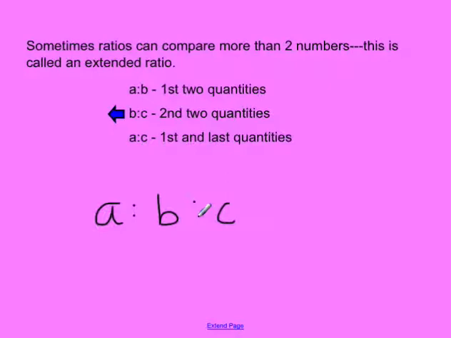But that basically means that we can compare A to B. We can compare B to C. And we can compare A to C. If all of those are lined up in the same ratio, we can compare all of them. So let's take a look at an example where we would do that.